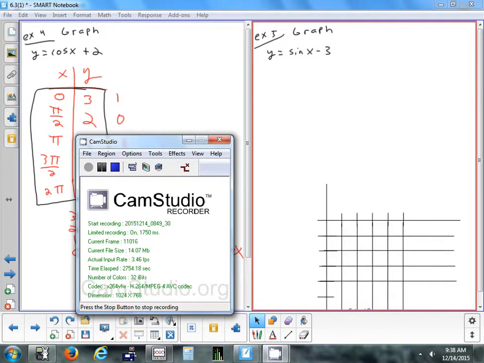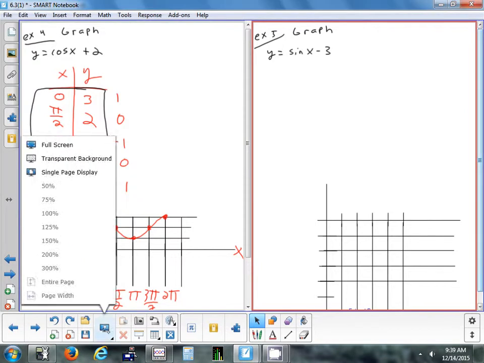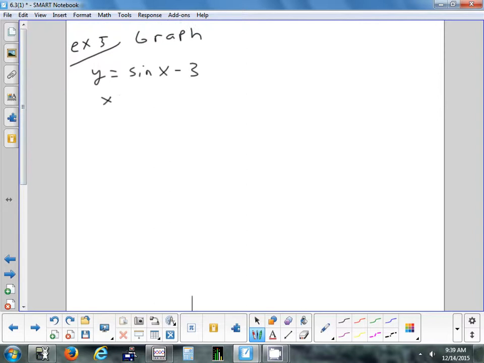All right, so our last one. Okay, we know this is a vertical shift because we do not have parentheses around the x and the 3, or negative 3. All right, so Derek, what column stays the same here? X. Yep, x's. And Dalton, can you remind me, what are my original x's? 0, pi over 2, pi, 3 pi over 2, and 2 pi.